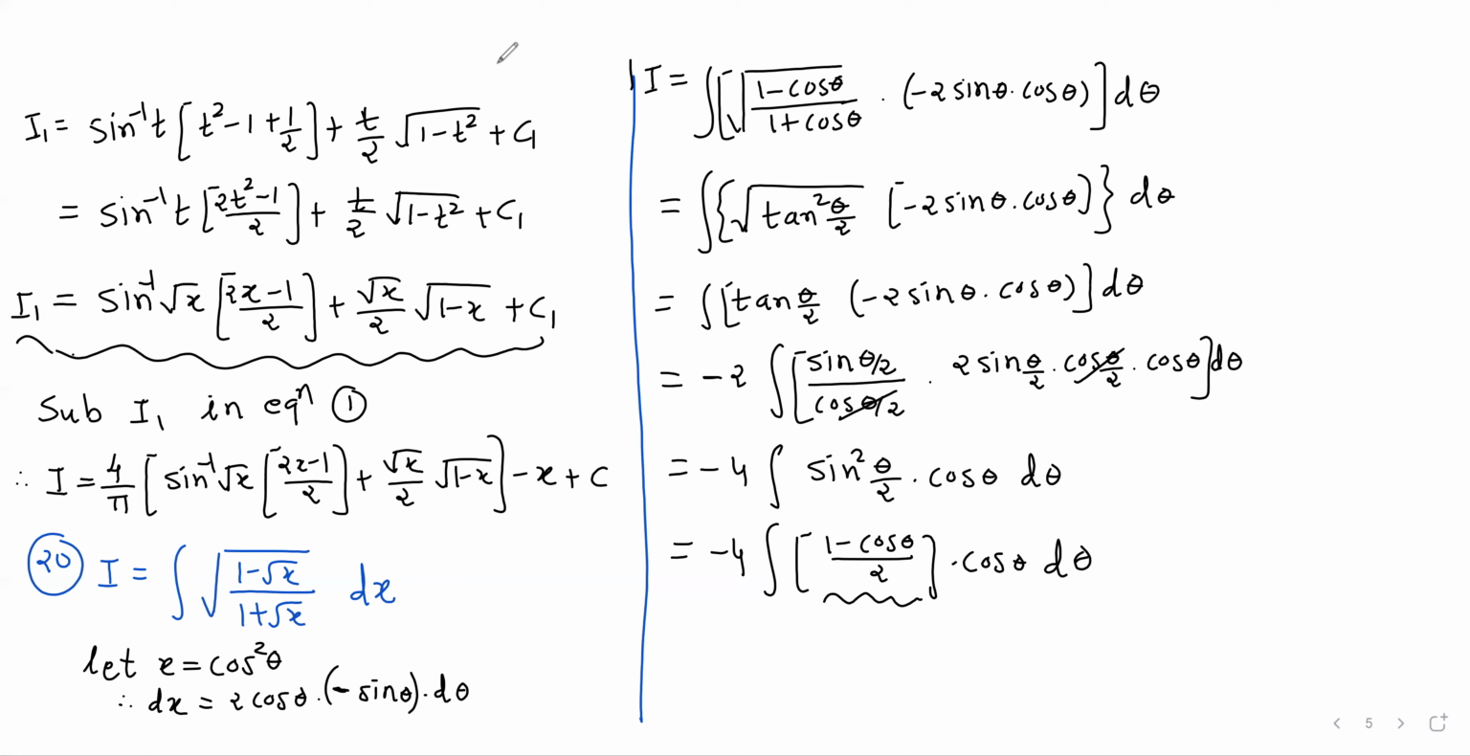Okay. Now multiply again by cos theta. Again 4 and 2, so 2. So minus 2 integration cos theta minus cos square theta d theta. Again you get cos square theta. What is the formula for cos square theta? 1 plus cos 2 theta over 2.